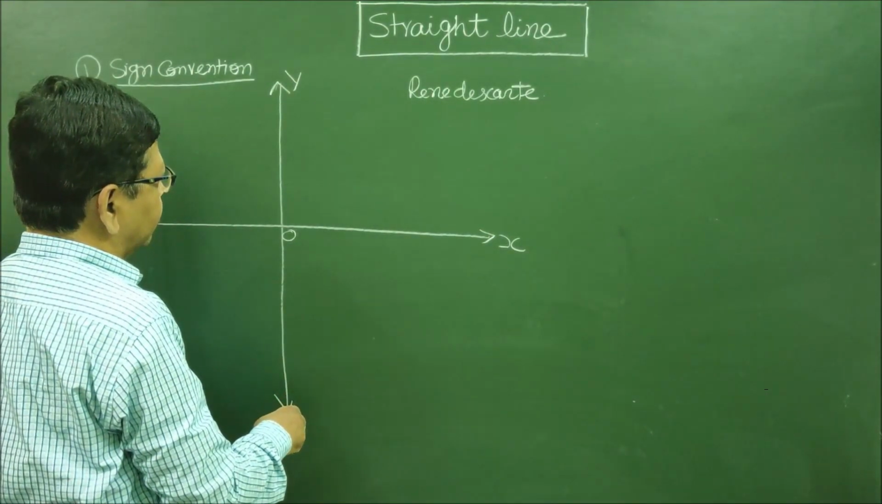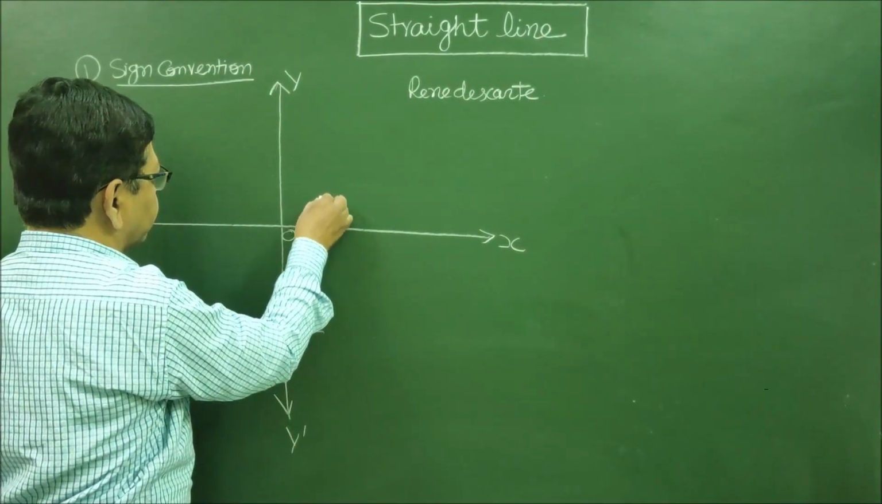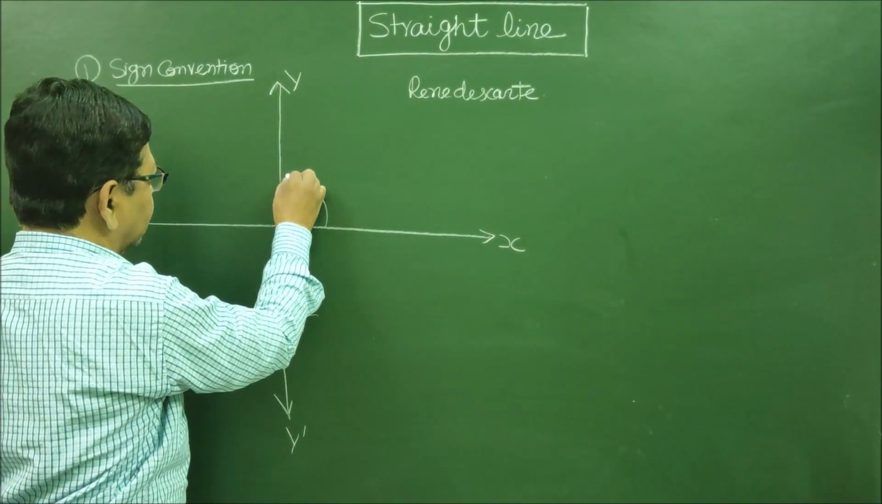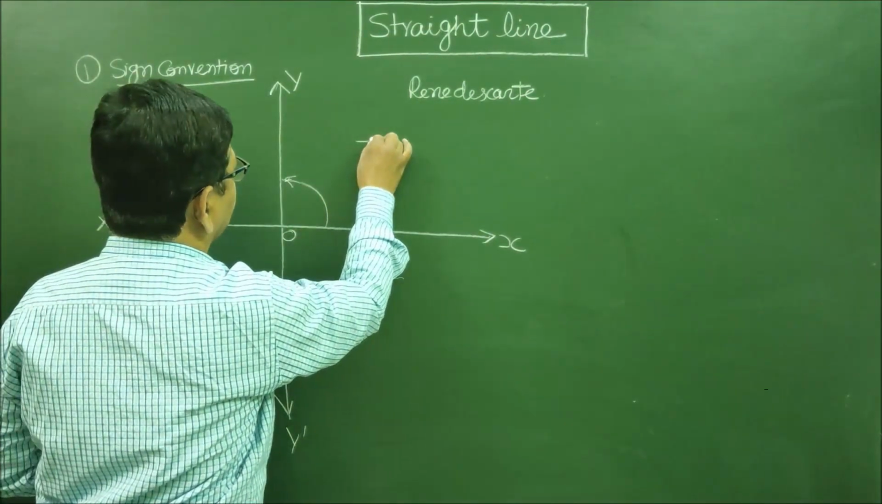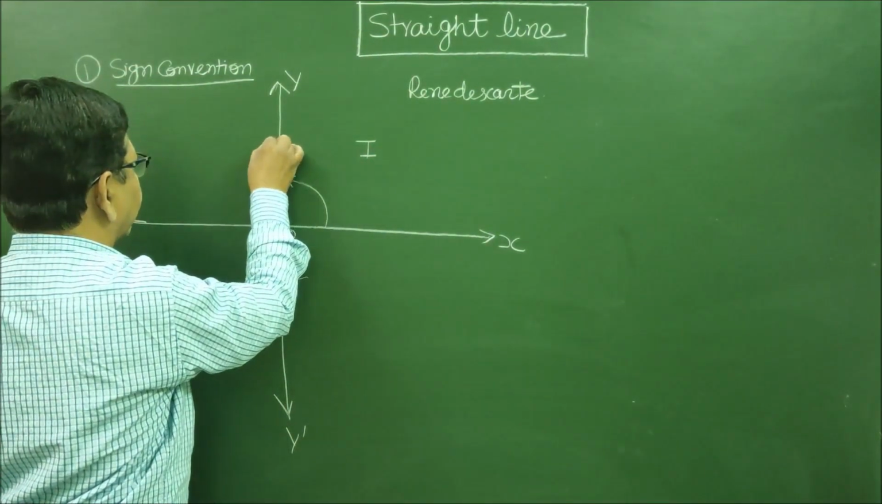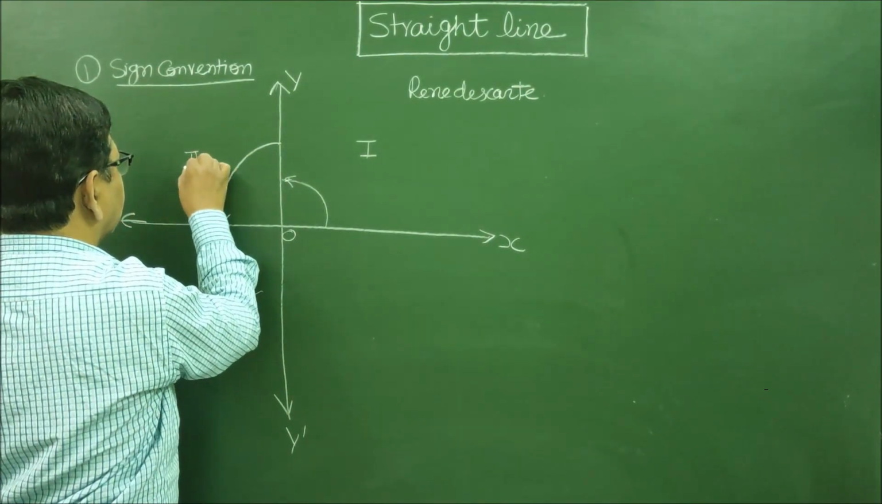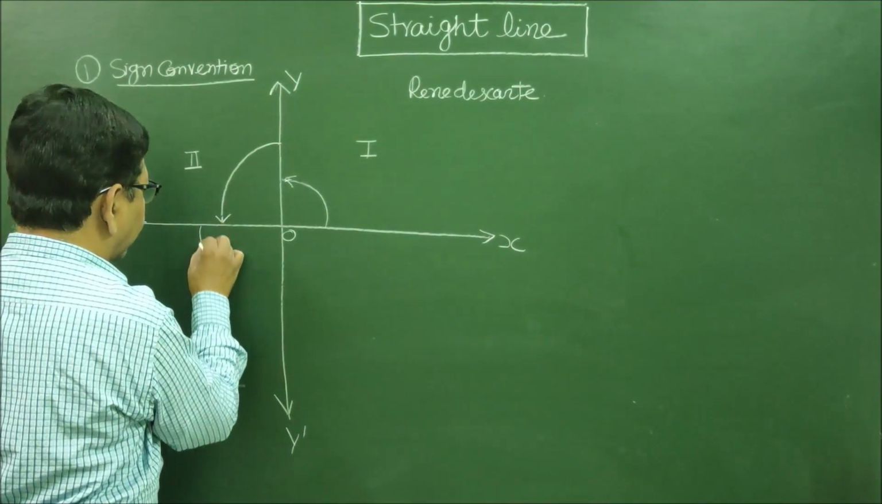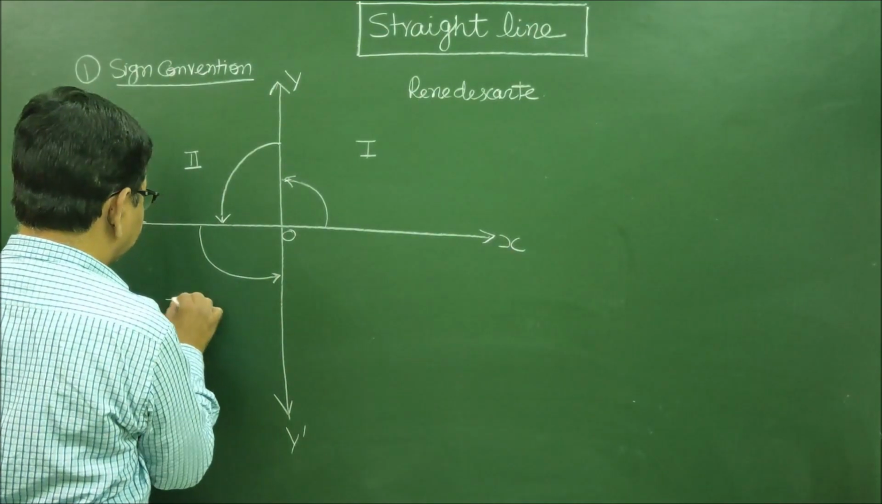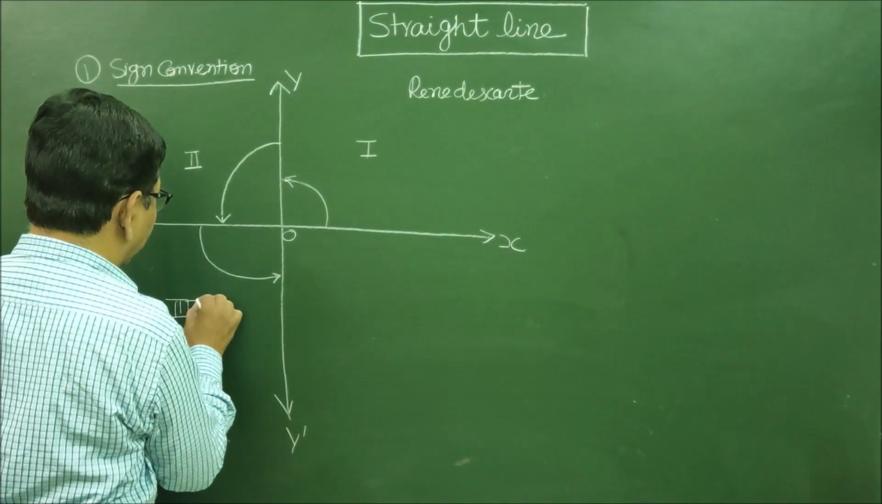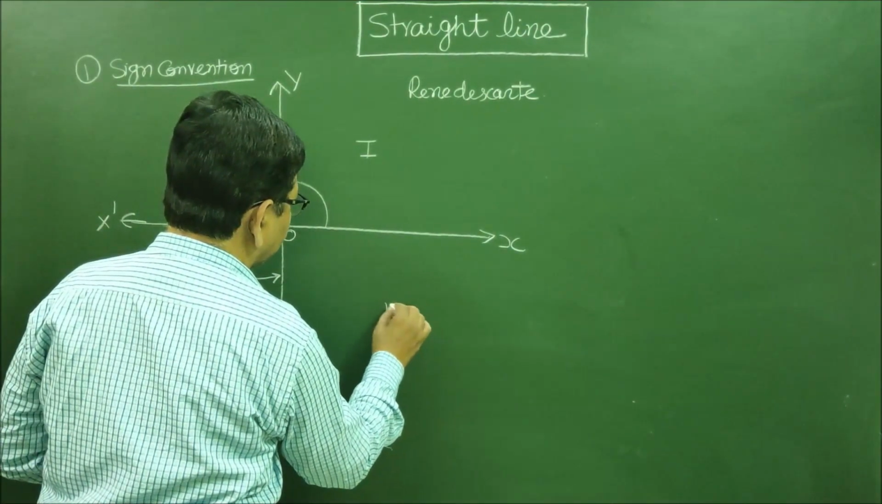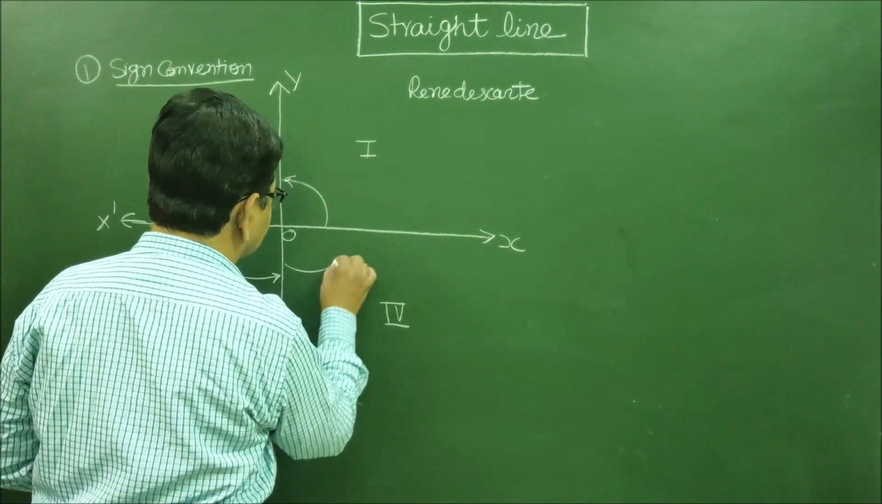Now the plane is divided in four parts. So this part from 0 to 90 degree, this is the first quadrant. Then second quadrant from 90 to 180 degree. Third quadrant from 180 to 270 degree. And the fourth quadrant from 270 degree to 360 degree.